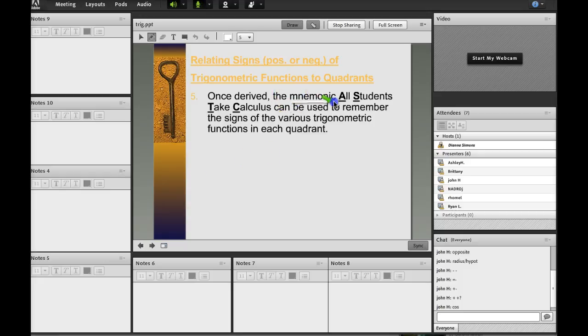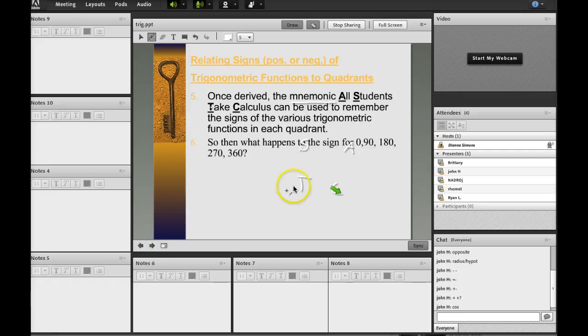Say that word. Mnemonic. Okay, that's a mnemonic. All Students Take Calculus. ASTC means all of them. The A stands for all. The S stands for sine. The T stands for tangent. And the C stands for cosine. Those are what's positive, and you just need to think about that. Make sure you go in and write it down.